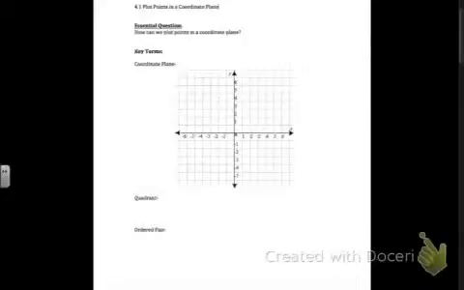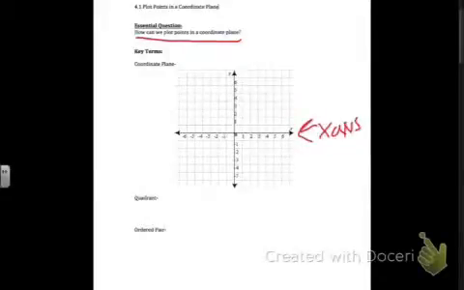Alright, ladies and gentlemen, today we're going to talk about section 4.1, which is plotting points on a coordinate plane. Our essential question is, how can we plot points in a coordinate plane? So for our key terms, we have our coordinate plane as shown below. And you guys have seen this before. You've got your x-axis and your y-axis.